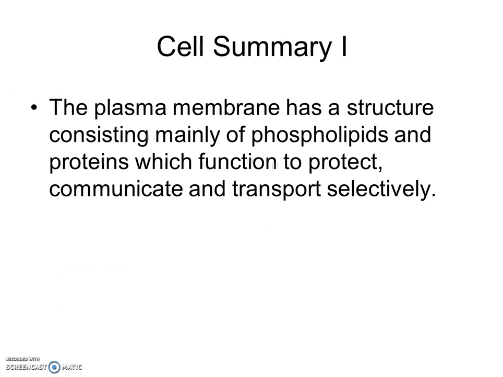So just to summarize what we've discussed so far with the cell, we've talked about the plasma membrane and how it has a structure consisting mainly of phospholipids and proteins, which function to protect, communicate, and transport selectively.